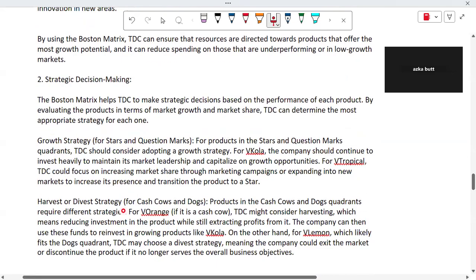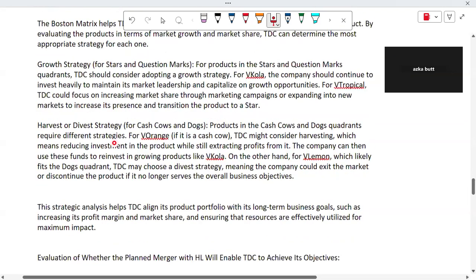And also the Boston matrix we can use for strategic decision making. Because we have to write two ways. And this is an 8 marker question, but we need to talk about each quadrant. So the Boston matrix helps TDC to make the strategic decision based on the performance of each product. So first of all, the growth strategy for star and question mark.